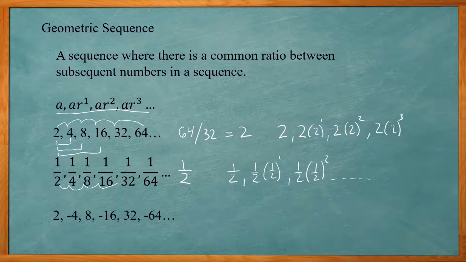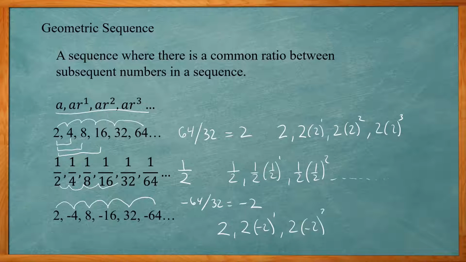And your common ratio can also be negative. You see here we go from 2 to -4, +8, -16, +32, -64. So again, you just take the last number and divide by the previous. That's just -2. So our common ratio here is -2. So here we can write it as 2, and then 2 times -2 to the first power, 2 times -2 to the second power, 2 times -2 to the third power, and so on.